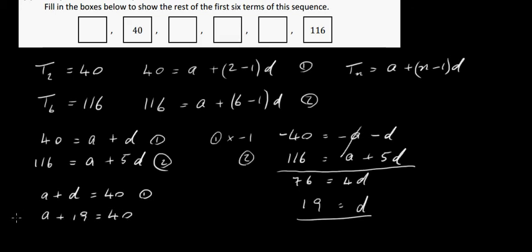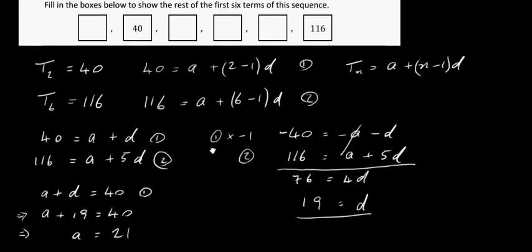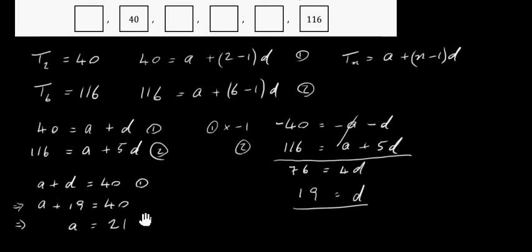So that gives me a is equal to 40 minus 19, which is 21. So now I know what a is. a is the first term. So if I take the first term here as being 21, I'm going to write 21 in here. Add 19, remember my common difference is 19. So add 19, I'll get 40.